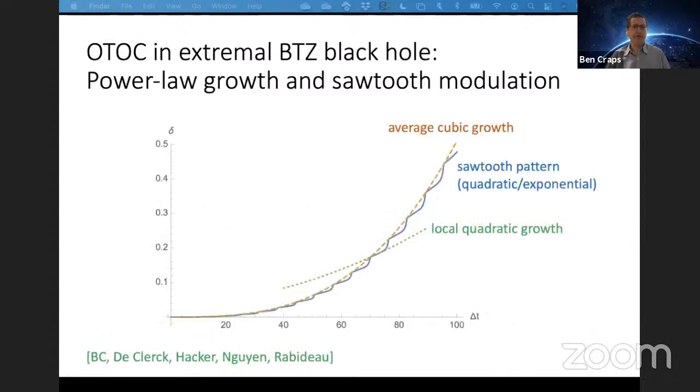All right, so here is the curve again that I showed you before, and which I want to reproduce by doing CFT computations. There is an average cubic growth of this eikonal phase, and superposed on that is a sawtooth pattern. The sawtooth is composed of a longer period of quadratic growth and then a short period of exponential growth. So these are the features that I will show you how to reproduce.